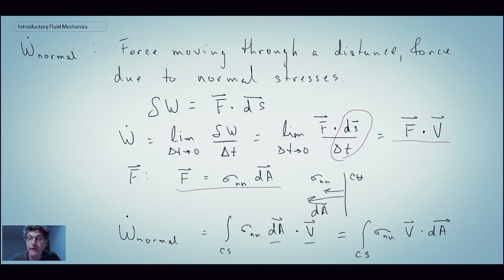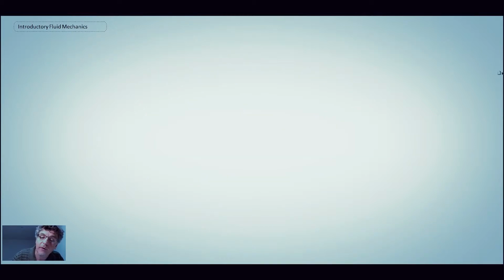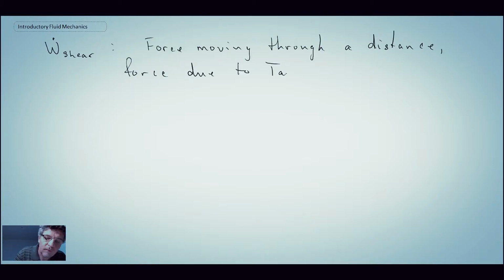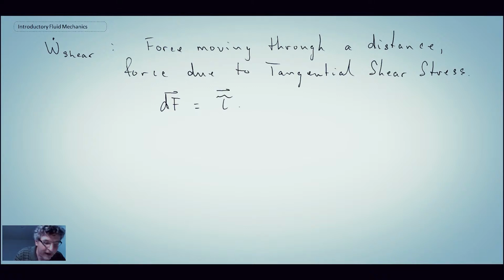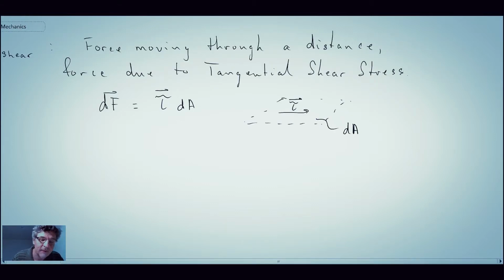The next thing that we need to look at is the shear stress work, or work associated due to shear stress. So this is work associated due to tangential shear stress. And just like before for normal stress, we're going to define some force, and that's going to be the differential of the shear stress vector, dA. And so if we're to look at a little element, some surface area, we would have tau being the shear stress, and I'll call that a vector. And the area that this is being applied to is dA.